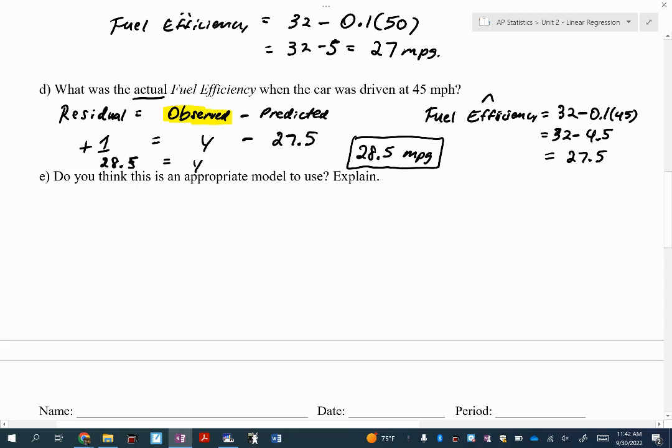So for me personally, if this is about my car, what kind of residuals do I want? I want positive ones, because that means I'm getting more than the model thinks I should be. If I'm getting negative residuals, then I'm getting less than the model thinks I should be getting. So that's not good for me as the person paying for the gas. All right? Pretty good? Okay, let's do the last one.